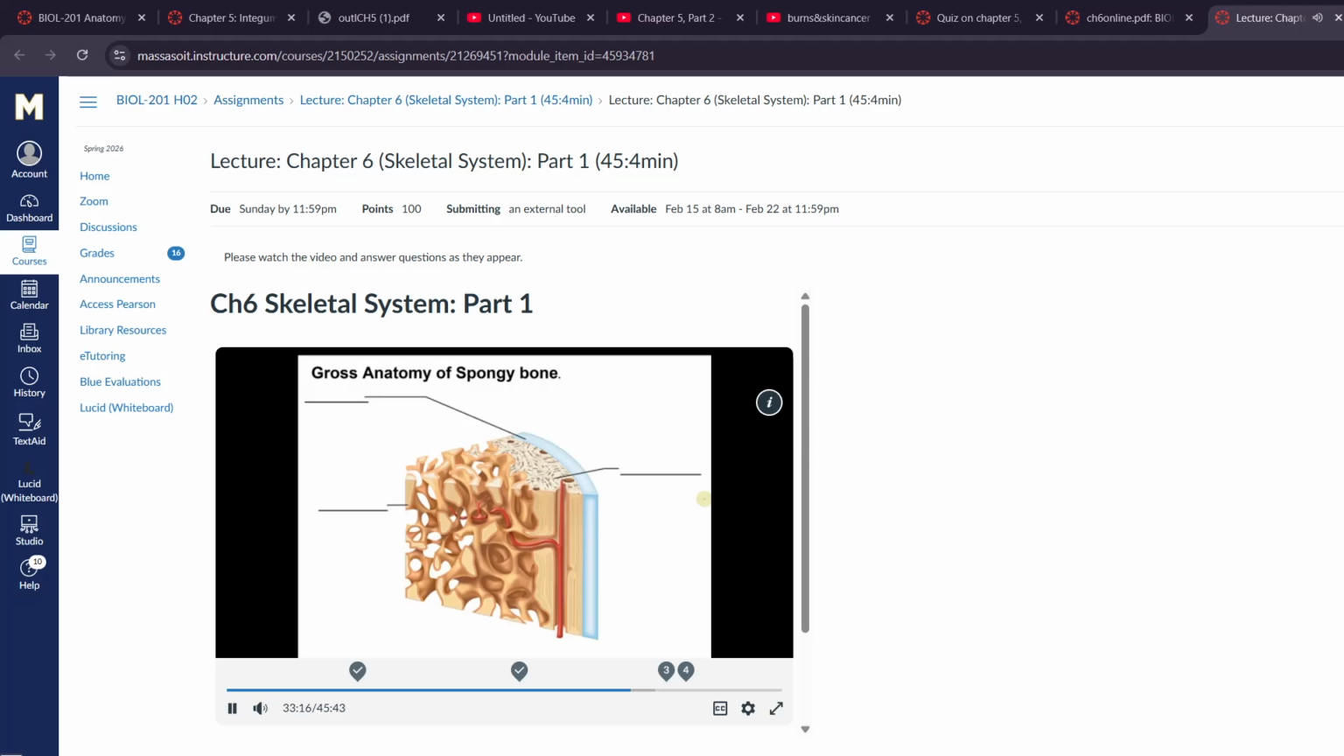So now let's take a look at the gross anatomy of spongy bone, because we've been looking at the gross anatomy and the microscopic anatomy of flat bone. Spongy bone, when you look at spongy bone, what you have is a thin layer of compact bone on the outside and the inside.